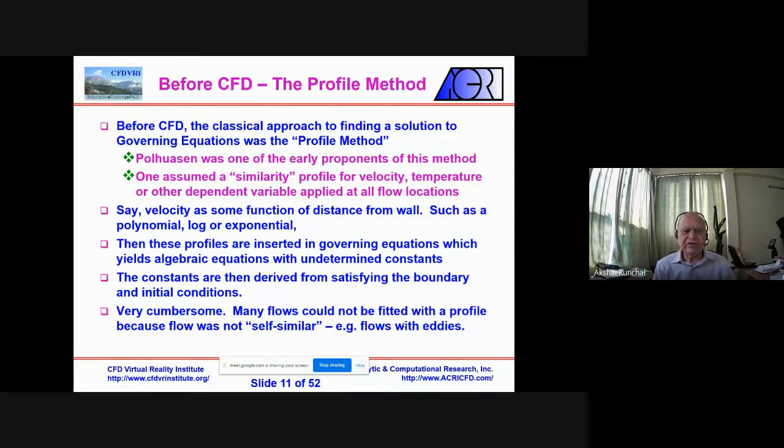So what you did was you assumed a parabolic profile, you put it in the governing equations, and then there were some unknown constants that would arise, and then you matched those constants to the initial and boundary conditions and solved your problem that way, which is very specific. You had to find a profile for each application, and you had to have the boundary and initial conditions, so there were only so many. You can't have too much flexibility in the profile. It was very cumbersome. And then the worst thing was that most flows of practical interest were not self-similar in those days, and they are not today.